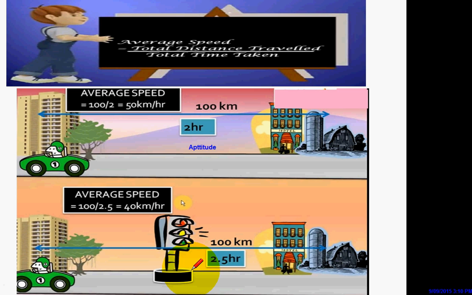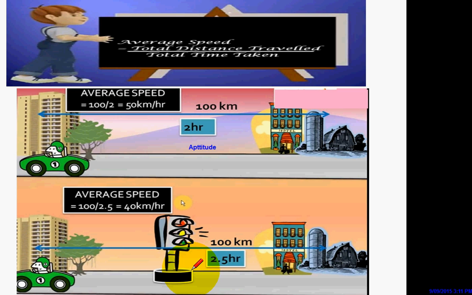So here we need to calculate the average speed. While calculating the average speed, the time wasted by the car waiting for the signals, whatever the case is, should be taken into account. We should not neglect that. So here the total distance travelled is 100, whereas the total time taken is not 2 hours, it is 2.5 hours. That 0.5, that is half an hour, has been wasted by the car because it has been waiting at the signals.